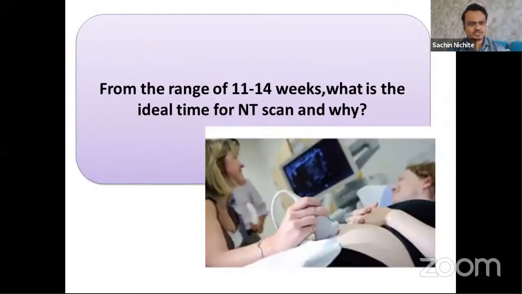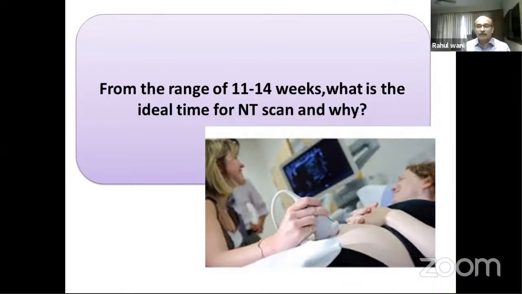I ask my next question to Dr. Pooja. We call it the 11 to 14 week scan. It's a wide range. Ideally, as an obstetrician, at what time should I send a patient for the NT scan and why? What is the purpose behind that particular time? What do you prefer? Most of the radiologists say 12 weeks is a better time to do an NT scan. True, true. But I want the reasons from the experts.